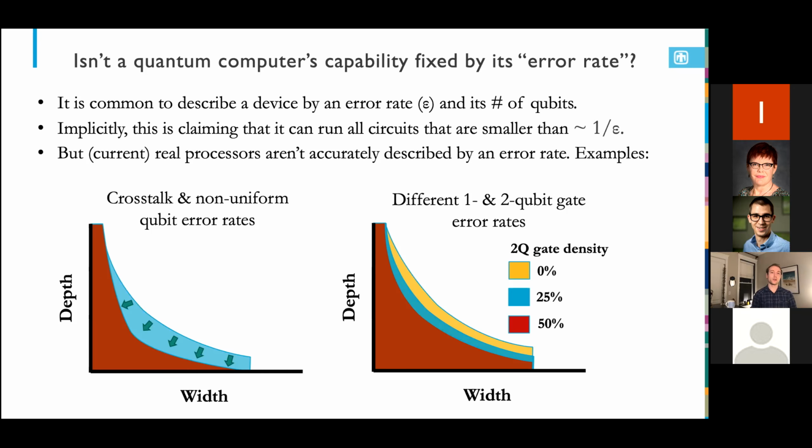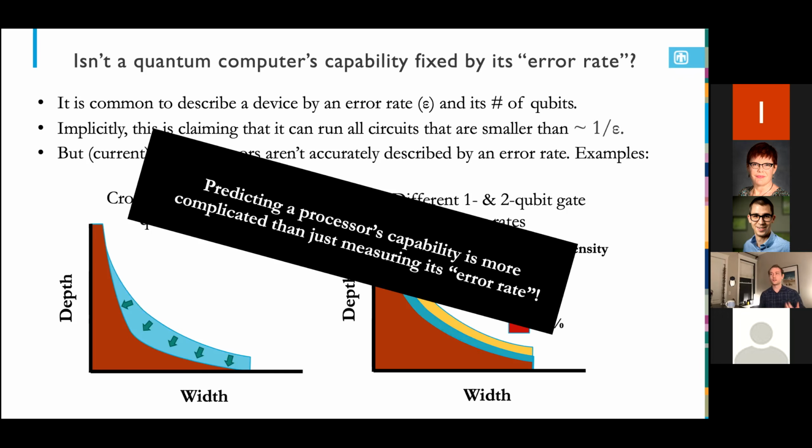And then what will happen is as you increase the density of the 2 qubit gates in the circuits, you're not going to be able to perform as large a circuit without almost certainly getting failure. So these are really just illustrative examples. What they're telling you is that predicting a processor's capability is really more complicated than just measuring its error rate, because it doesn't have an error rate.